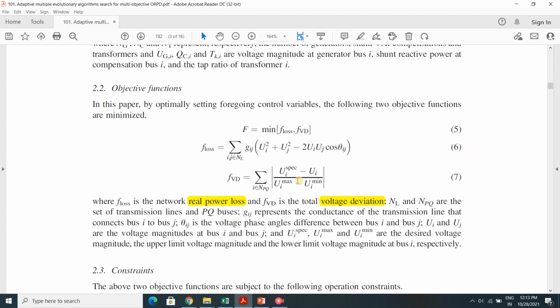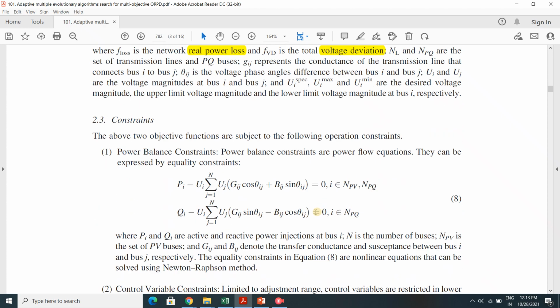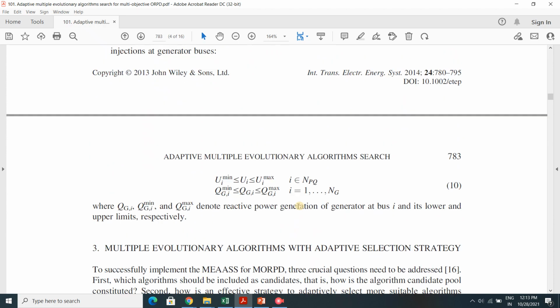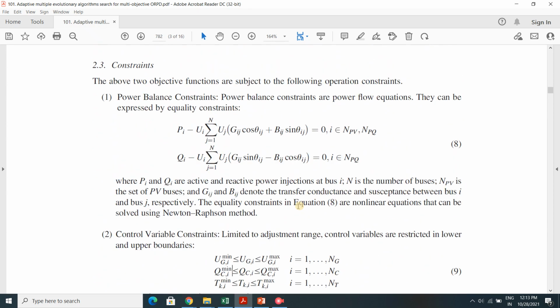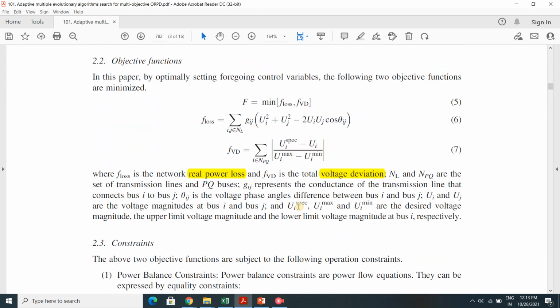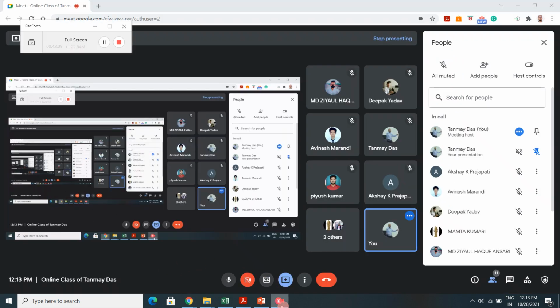That means if you put these values of voltages, these values of tap setting of a transformer and these values of the capacitor bank, then the power loss will be minimized more, and the voltage deviation will also be minimized. Okay, so this is the approach of solving any objective function or multi-objective function. Pareto optimality we will introduce in the next class.